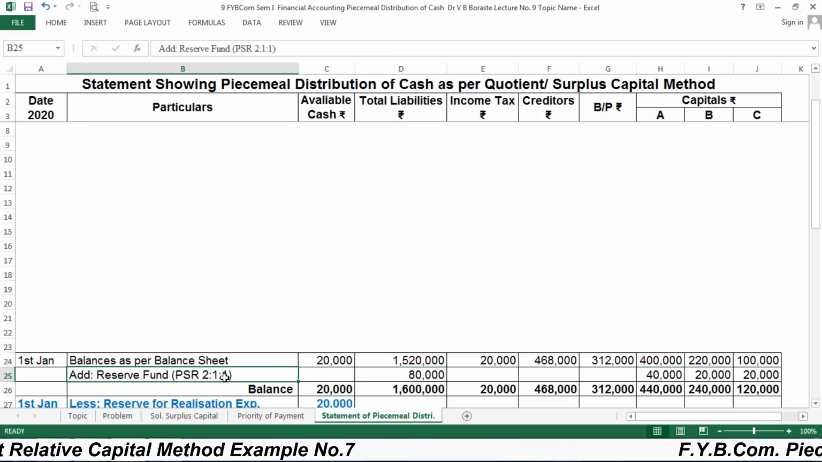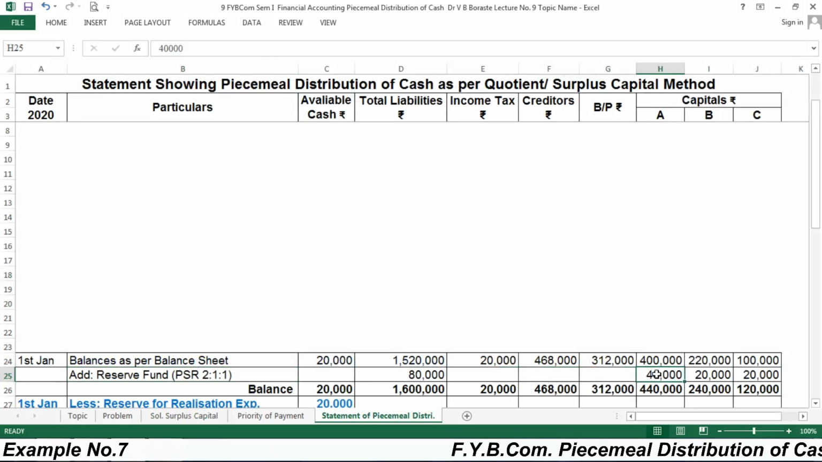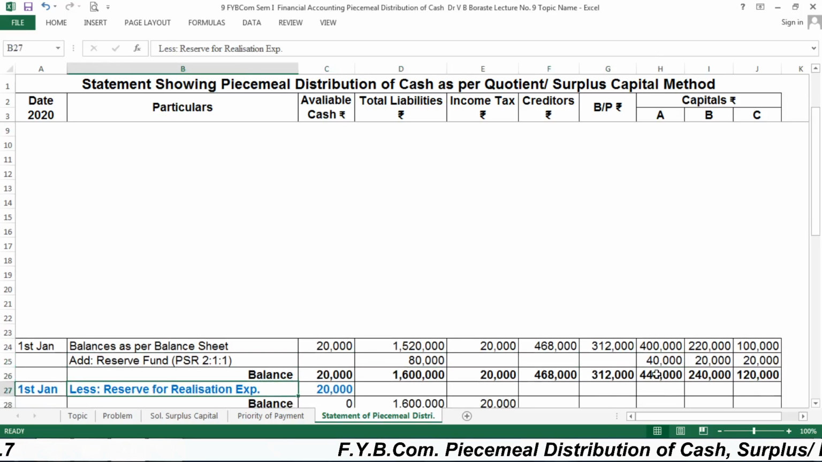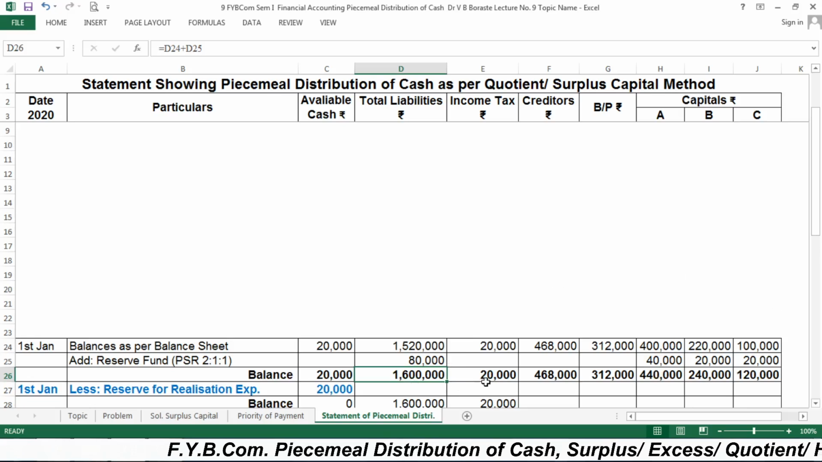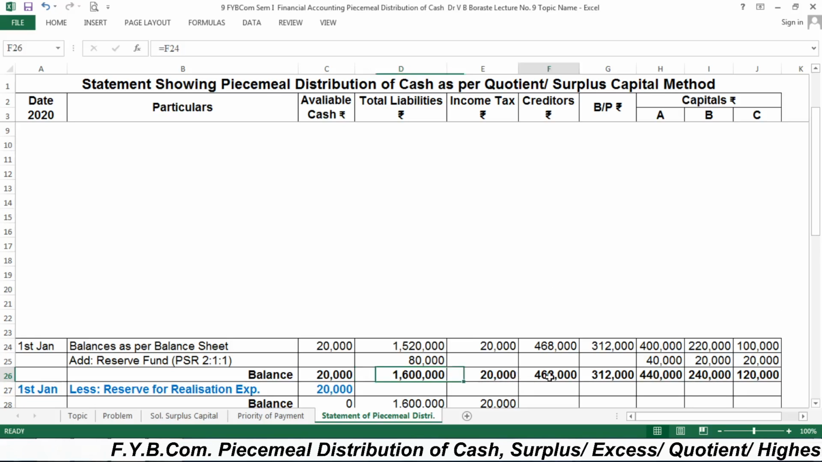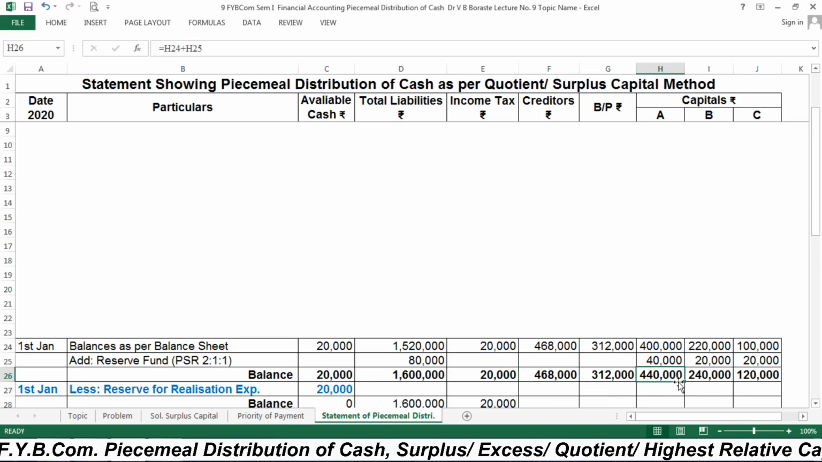It has to be distributed among the partners in the ratio of 2:1. We have already distributed over here, that is 40,000, 20,000 and 20,000 in the ratio of 2:1. So here you just put that 40,000, 20,000 and 20,000. After this we have some adjustments, the balance of cash available in our hand, that is 20,000. Total liability now increased by 80,000, that is 16 lakh. Income tax is 20,000, creditors 4,68,000, bills payable 3,12,000. Capital balances increased by 40,000: A becomes 4,40,000, B 2,40,000 and C becomes 1,20,000.